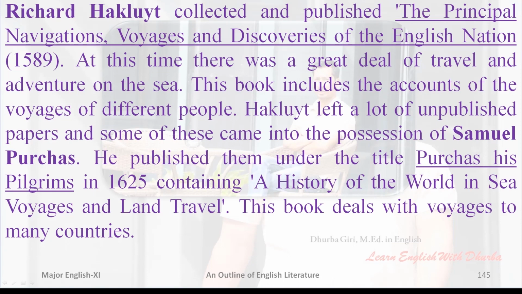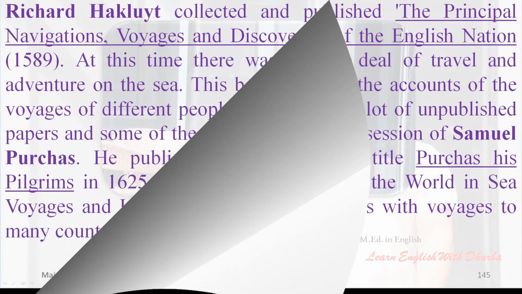Hakluyt left a lot of unpublished papers, and some of these came into the possession of Samuel Purchas. He published them under the title Purchas His Pilgrims in 1625, containing a history of the world in sea voyages and land travel. This book deals with voyages to many countries.